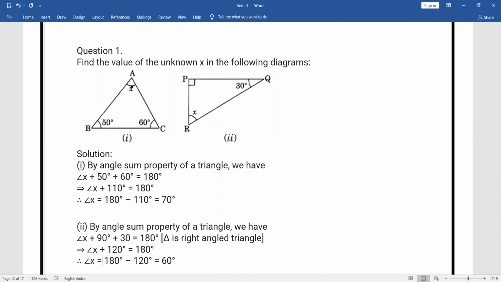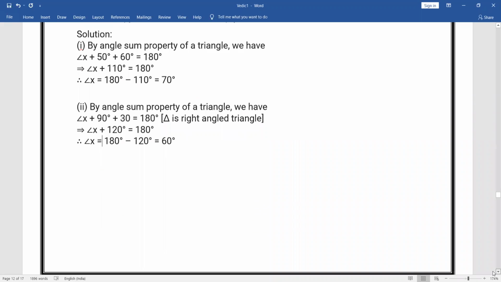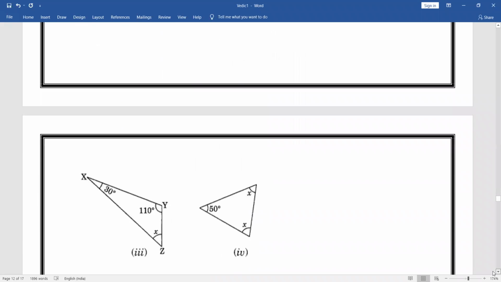Similarly, we will do the rest of our questions. Just see the third part of this question number 1.